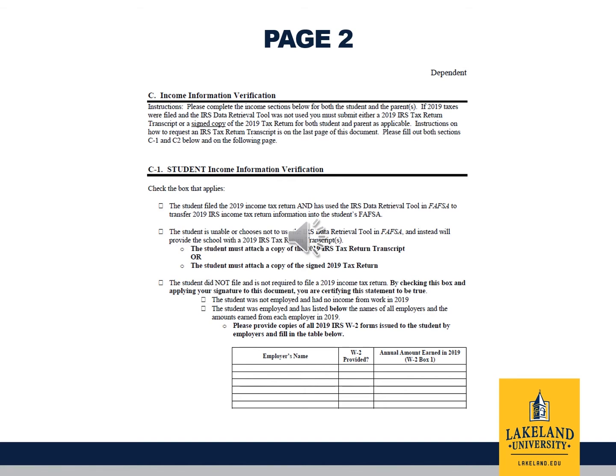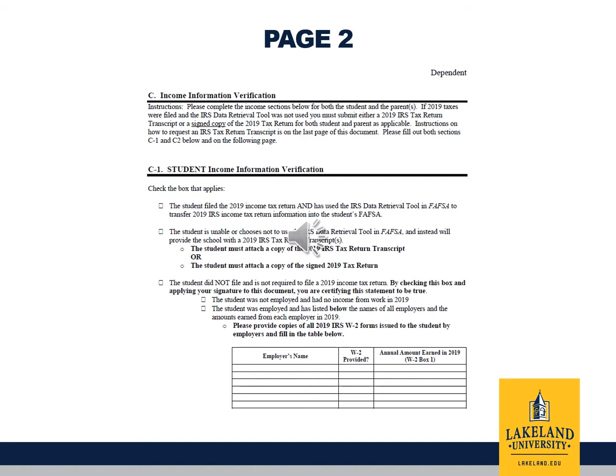Page 2 of the verification is going to verify student income listed in the FAFSA. If the student completed a 2019 federal tax return and used the IRS data retrieval tool, mark the first box and no further student documentation is needed. If the student completed a 2019 tax return and did not use the IRS data retrieval tool and manually entered all of the financial information, we will either need the student to request a copy of their tax transcript or we need a signed copy of the 2019 tax return.